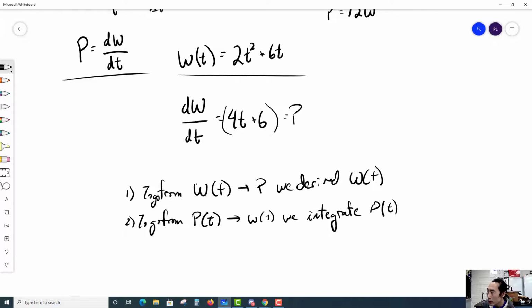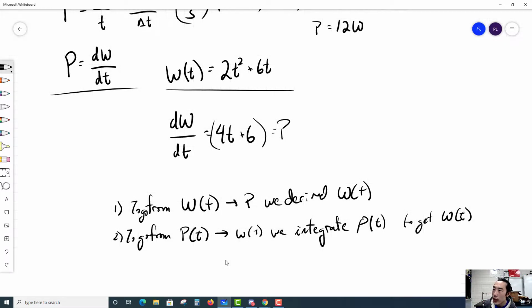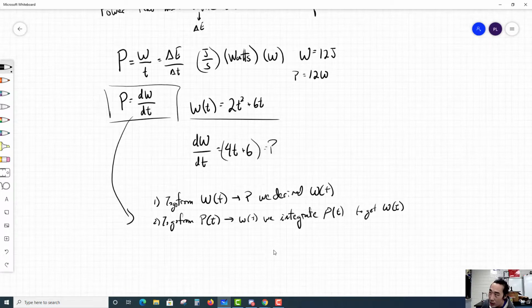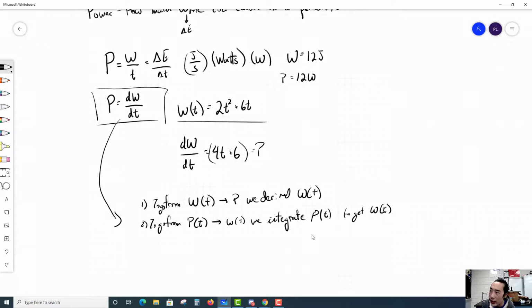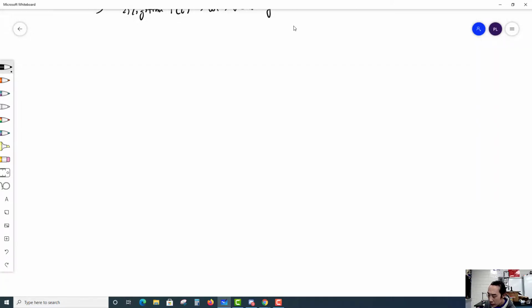Okay? The two go hand in hand. We integrate the power function to get the work function. All right, so keep that in mind. And we get this from this one equation to come up with both of these. All right, now let's go over the concepts behind power, because we use power a lot in our everyday day-to-day lives.